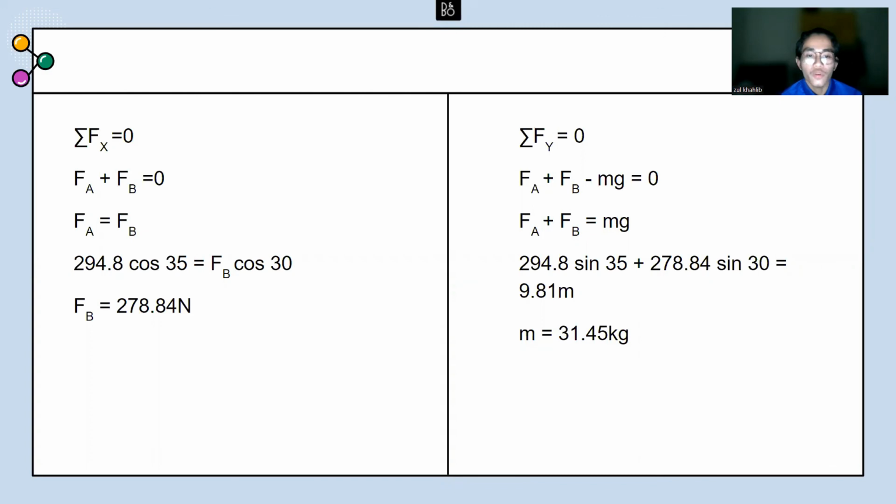Next, to calculate the mass of the traffic light, since this is static equilibrium, we can say that the total force for cable A and cable B is equal to the weight of the traffic light. We know that the formula of the weight is mass times gravitational acceleration. After that, by substituting all the values given and 9.81 for gravitational acceleration in the y component, we can obtain the mass of the traffic light, which is 31.45 kilogram.